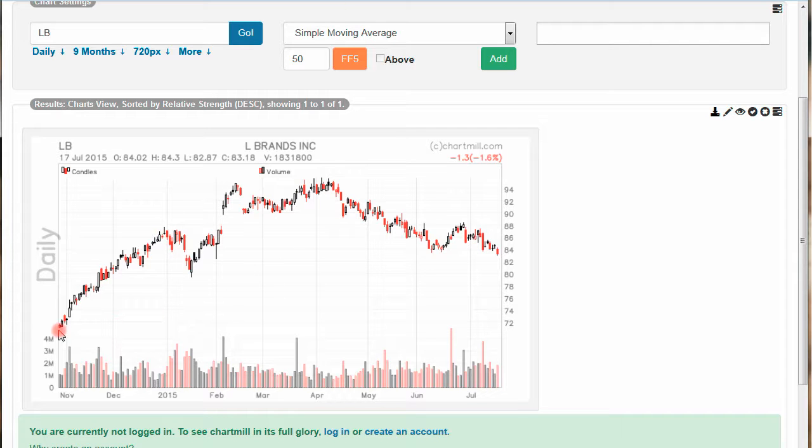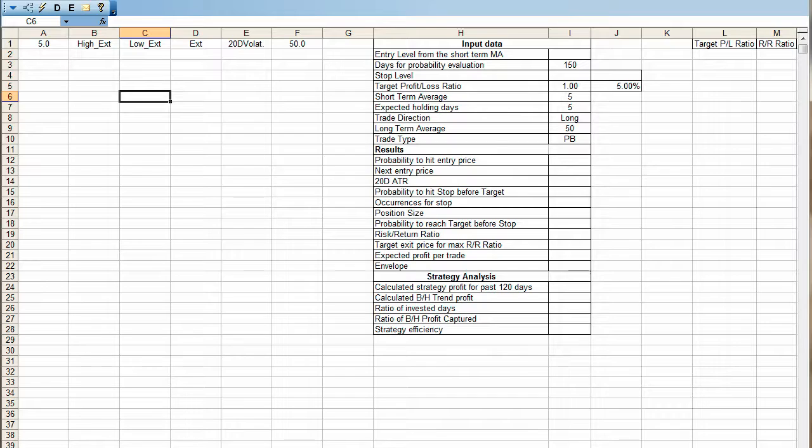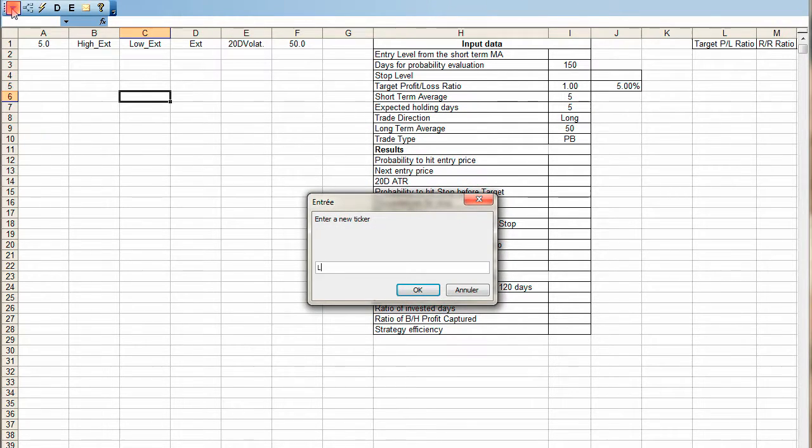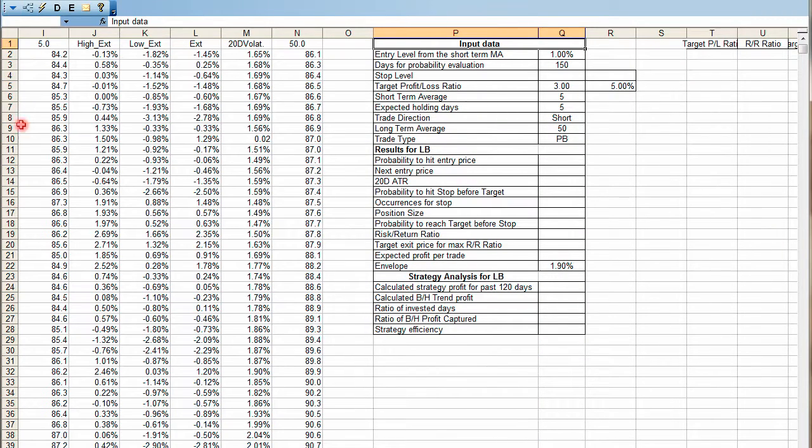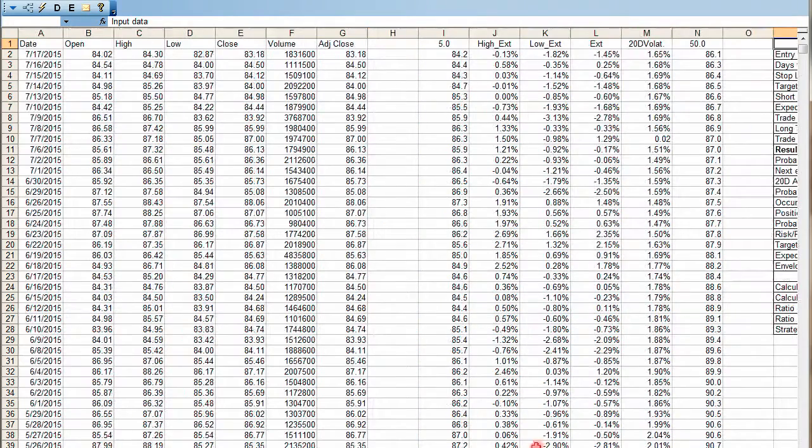You can see that LB Brands was in an uptrend here and now starts a small downtrend. That is basically what we can say here. If we go to the breakout calculator, here it is, we can download the data. LB, this is for a short trade. Okay, so the first test is to see if we will have a continuation of the breakdown of Friday.